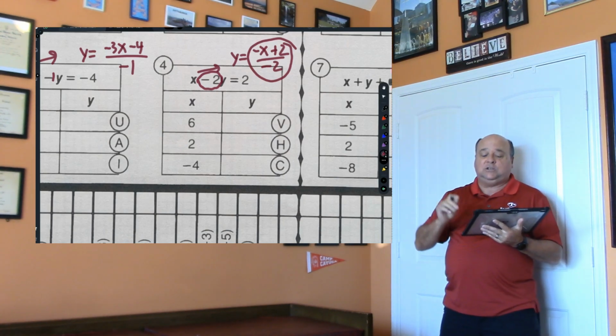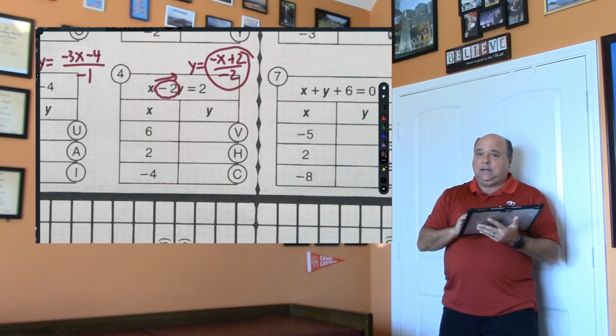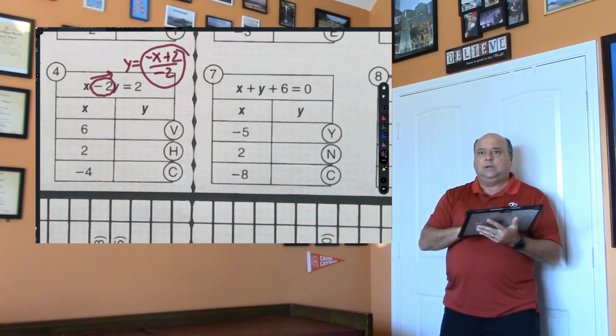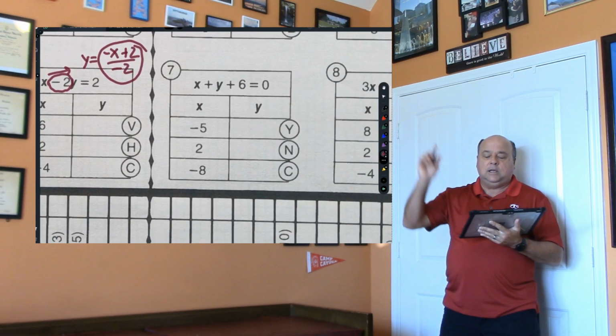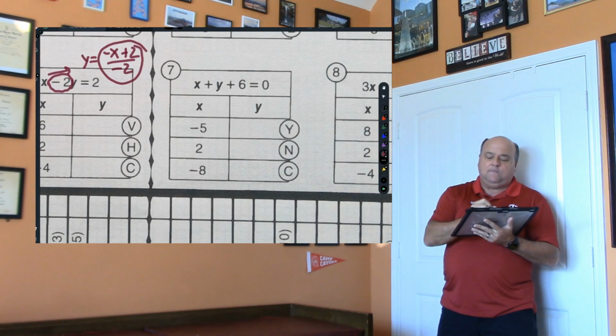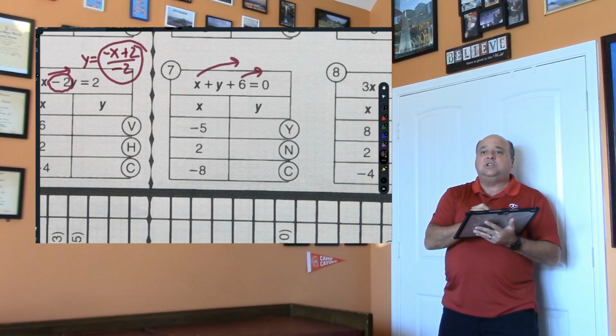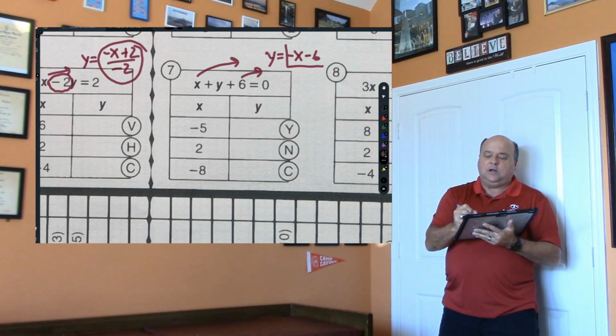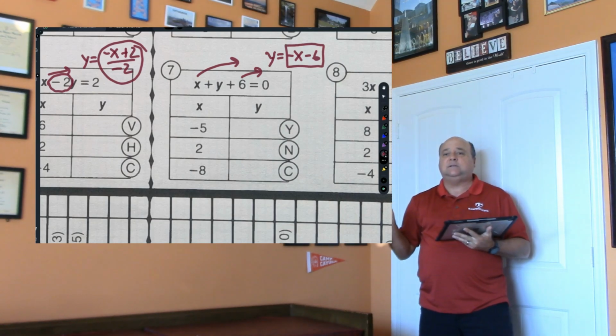I'm not going to graph these for you. You're going to do that, and it's tedious. Work all period and you'll finish. The next one is a little bit different. We need to move the x over and the 6 over. Notice there's nothing in front of y, so we're just going to have y equals negative x minus 6. You're going to graph negative x minus 6.